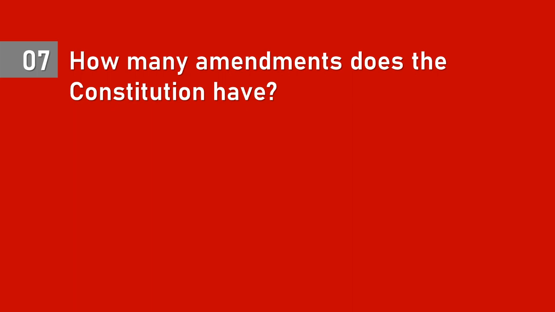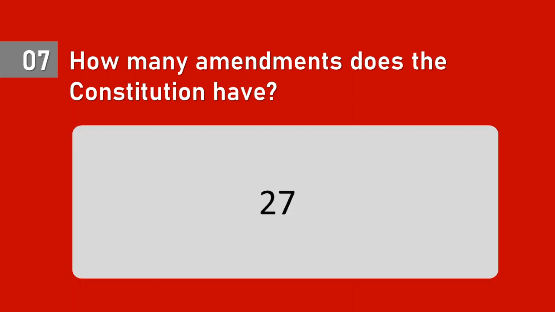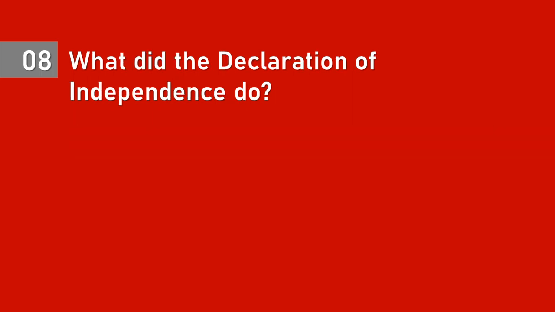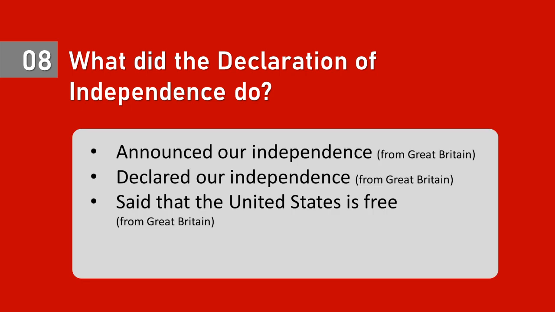Question 7. How many amendments does the Constitution have? 27. Question 8. What did the Declaration of Independence do? Announced our independence from Great Britain. Declared our independence from Great Britain. Said that the United States is free from Great Britain.